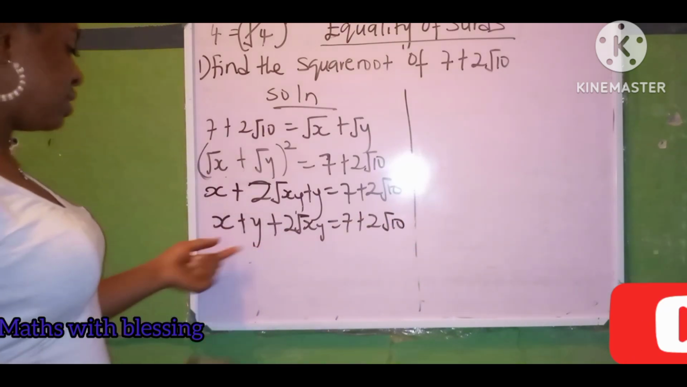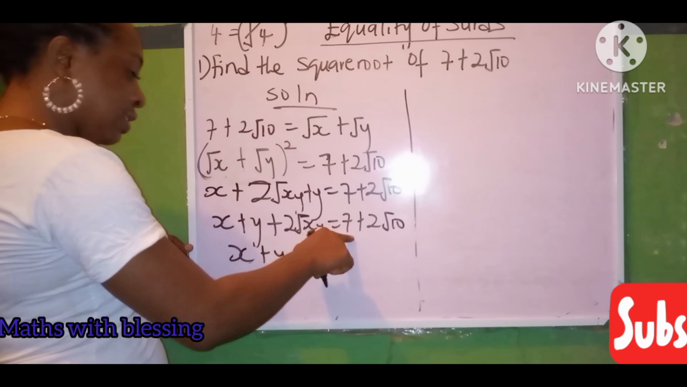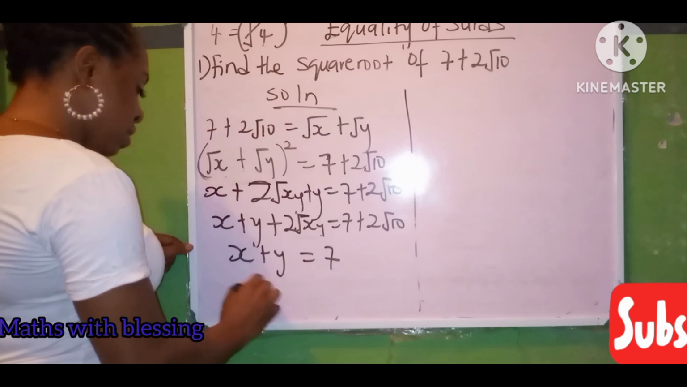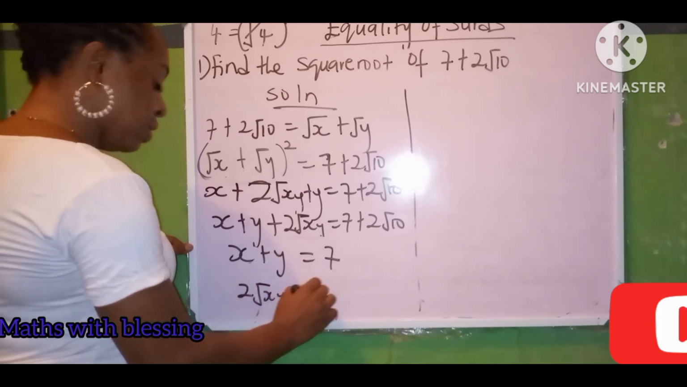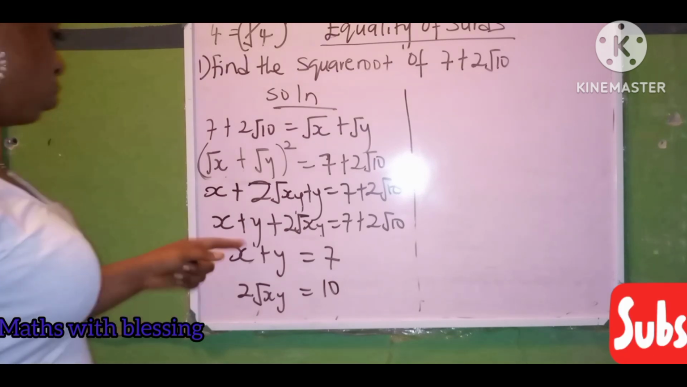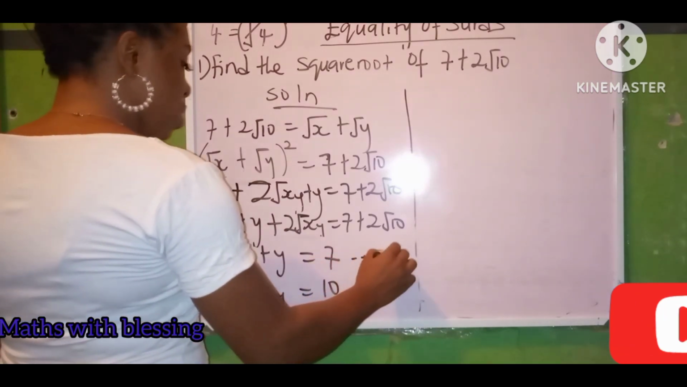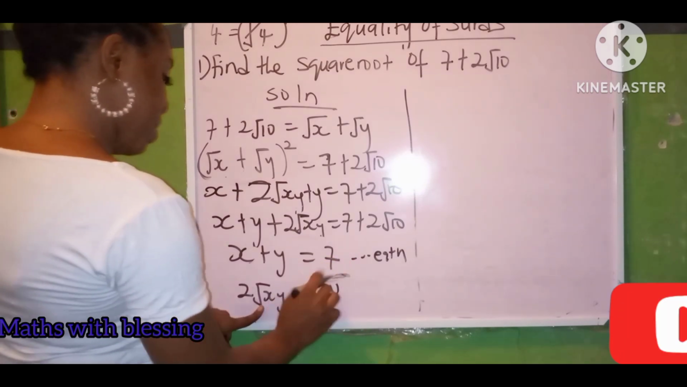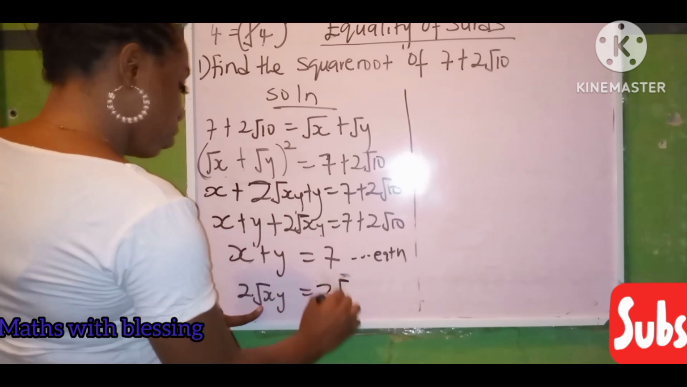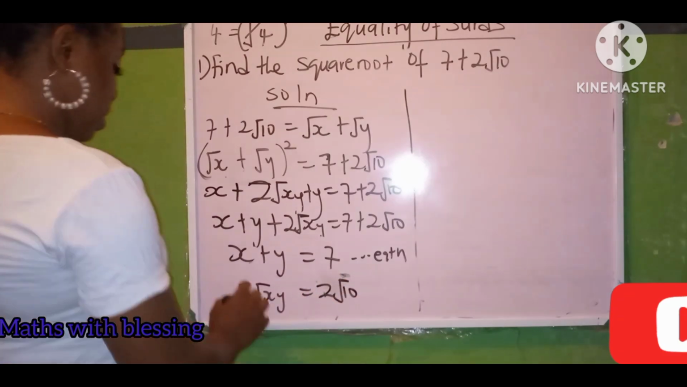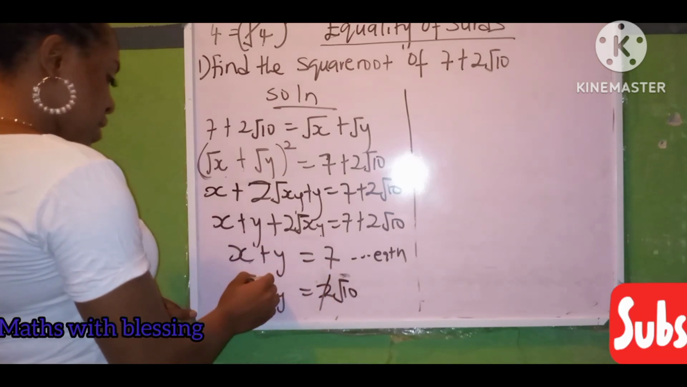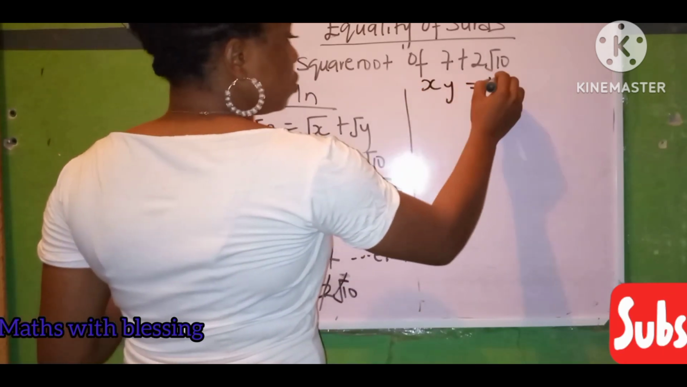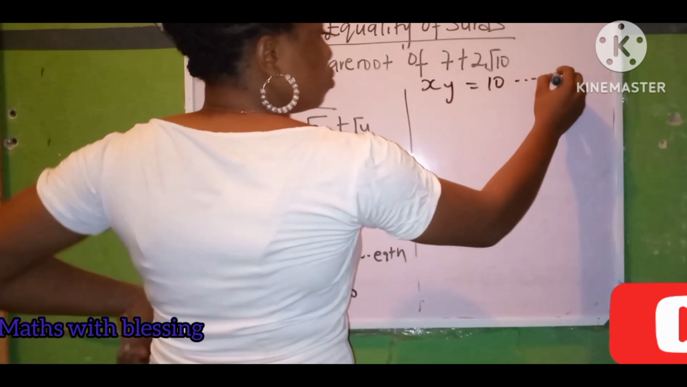So from here you can deduce that x plus y is equal to 7, and this is also the same thing as this: 2 root xy is equal to 2 root 10. Let's say x plus y equals 7 is equation 1. I made a mistake here, this is 2 root 10. So you can break it down: this cancels this, and the square root cancels the square root. We have that xy equal to 10, equation 2.